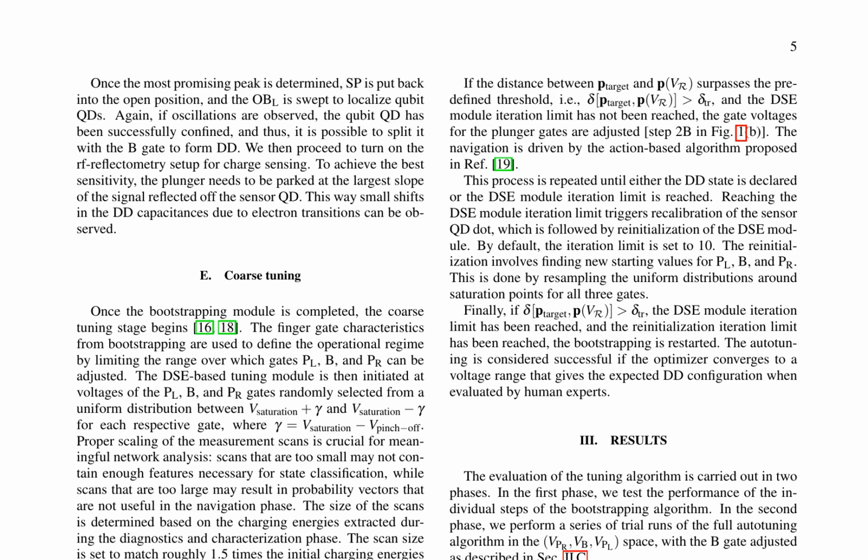The RF reflectometry setup is then turned on for charge sensing, with the plunger parked at the largest slope of the signal reflected off the sensor QD. The coarse tuning stage begins by using finger gate characteristics from bootstrapping to define the operational regime and limit the range of gate voltages. The DSE-based tuning module is initiated at randomly selected voltages for P_L, B, and P_R gates, with the scan size determined based on charging energies extracted during diagnostics.